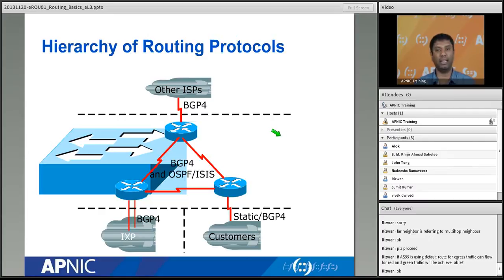If you see the hierarchy of your design, just a simplified diagram: you can use BGP to connect your peers in IX. You can use static or BGP to connect your customer. Within your network, you can use either OSPF or IS-IS to carry the next hop of BGP. Among all infrastructure routers, you can run iBGP to carry the external prefixes. And in your upstream, you can use BGP to connect to your transit or upstream ISPs. So that's a hierarchical diagram of how you can plan your routing. It's a very simplified diagram.